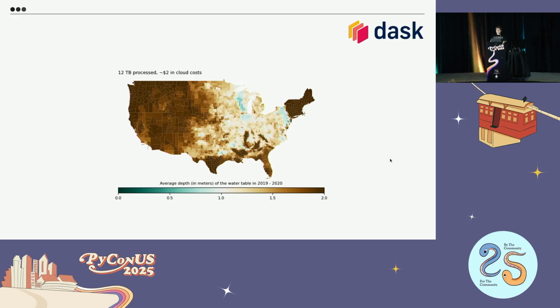This was 12 terabytes of data, and Dask basically processed this on a cluster with 50 machines in a few minutes.